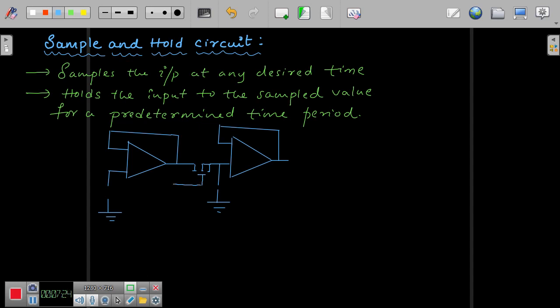Which is drawn something like this. So this is minus, this is plus, this is the supply voltage here, Vs analog input, and here I take it this way. This I call as Vc. This is the capacitor, and this is my switch, or what I can call a MOSFET.